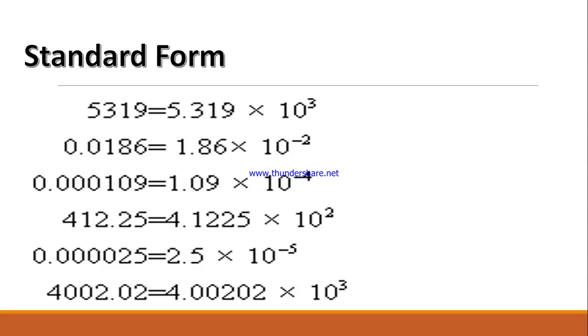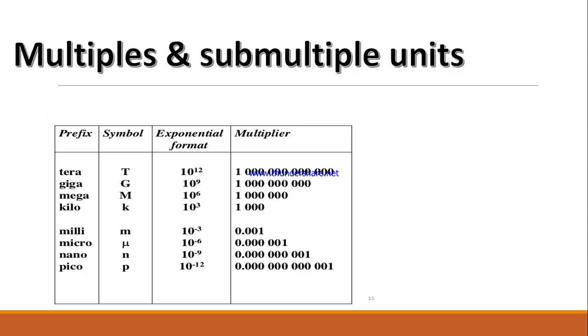by 10 to the third, as opposed to if it was 0.0186, where we would have 1.86 by 10 to the minus 2, because now we're moving the decimal place 2 places to the left to get it back to the original point. So if we move to the left, it's going to be a negative power.